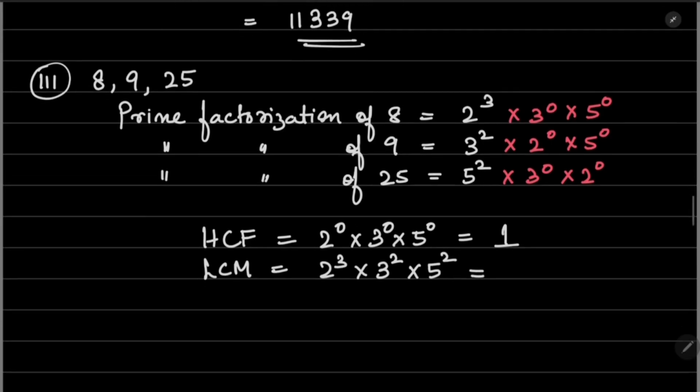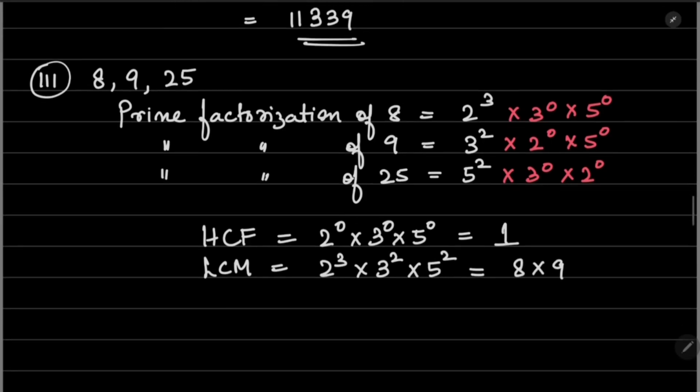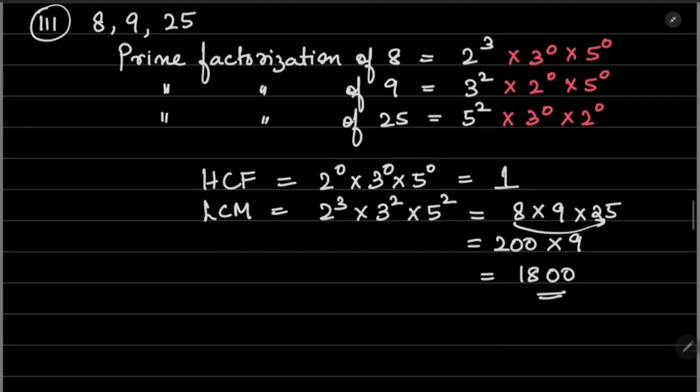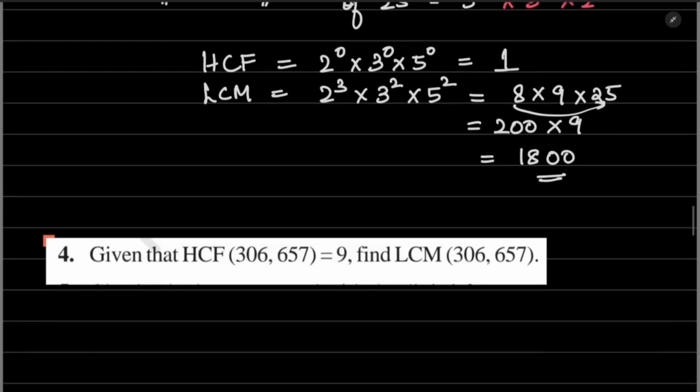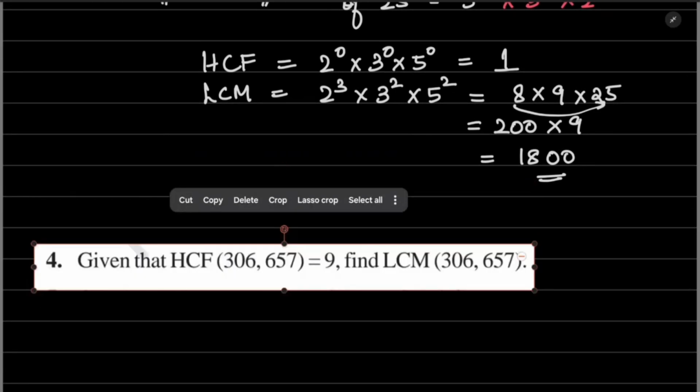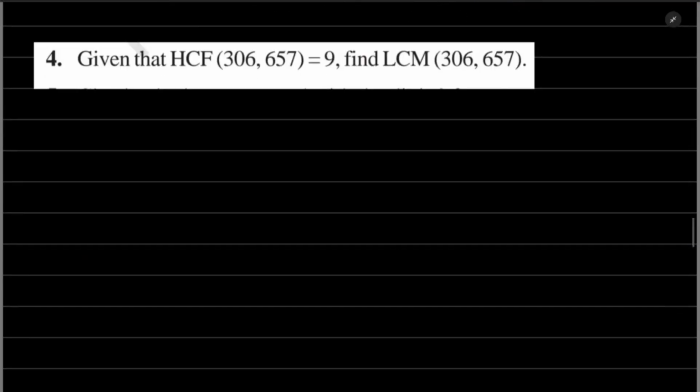So what is 2 cube? 8 into 9 into 25. Okay. So when you calculate 25 multiplied by 8, you get 200, multiplied by 9. Okay, so 2 9s are 18 and the 2 zeros. So it is 1800. 1800 is the LCM. Okay, so this is how you do it. Let's move on to the next question.